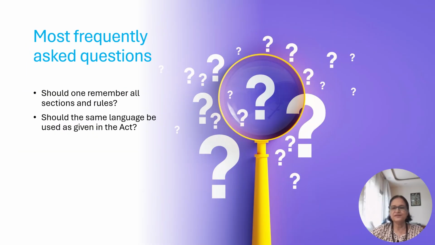There are two questions I could find which everyone asks during the patent agent examination. Should one remember all sections and rules for the exam? No. You must remember important sections, definitely. Section 48 is important, section 84, 90, 92, they are important.